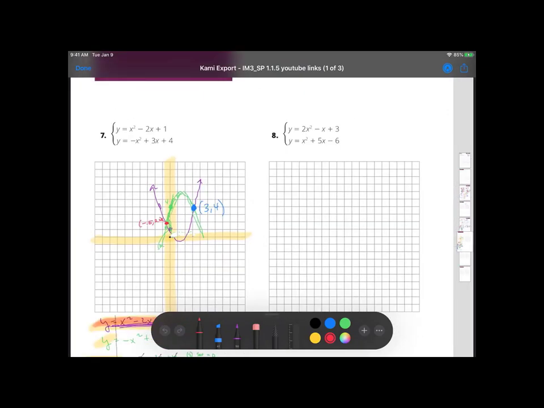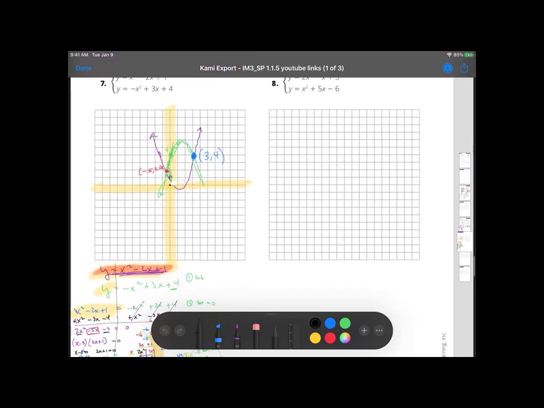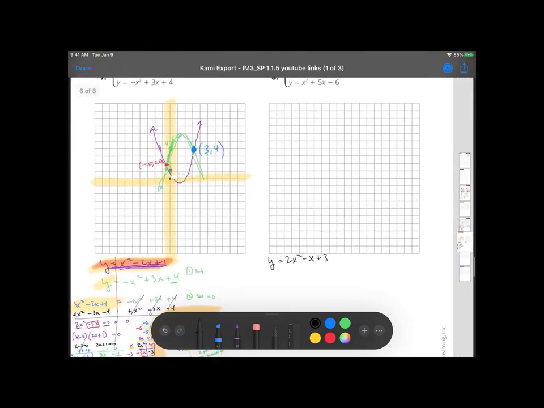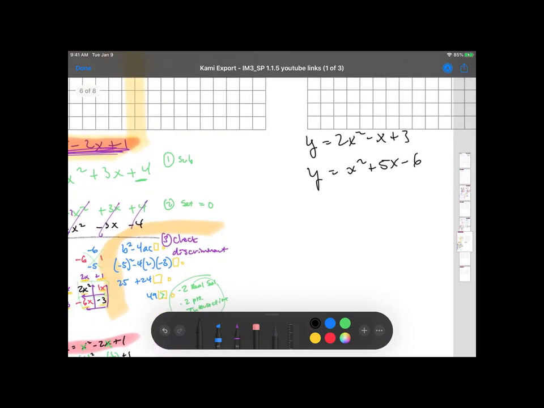Alright, let's try D8. Let's solve this quadratic system. Let me write this problem down below. Give us plenty of space. y equals 2x squared minus x plus 3. And y equals x squared plus 5x minus 6. So we're going to do the same thing as we did before. We're going to do a substitution first. What does that mean? Every time I see y, I can write 2x squared minus x plus 3. I see y here, and so instead of writing y, we're going to write 2x squared minus x plus 3.